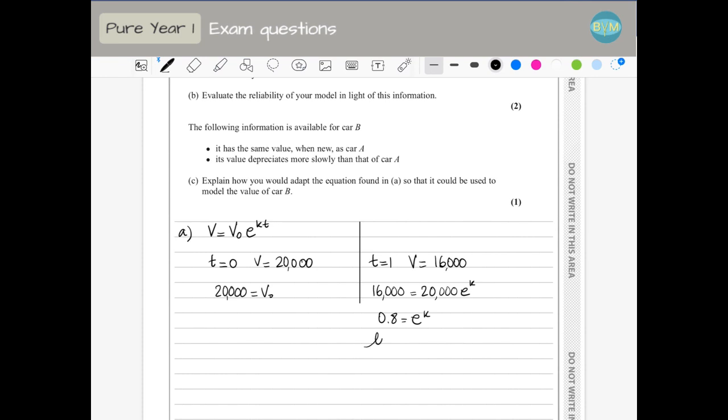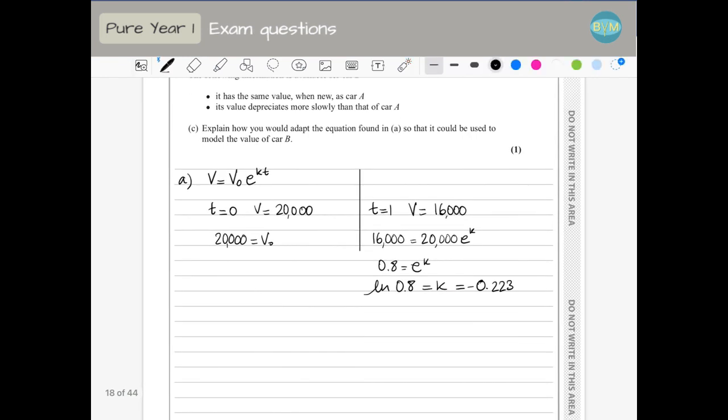If we take ln, not logs, ln 0.8 is going to be k. I would say you can leave k like this, or you can find it with the calculator, and then you get minus 0.223. You see that it is negative. So even if you don't realize that this is negative, you are going to get that your k is negative. So the model, that's what they ask, is going to be 20,000 times e to the power of minus 0.223t, or if you prefer, you could leave ln 0.8 t. So this is the model, and this is what we are going to use for the rest of the question.